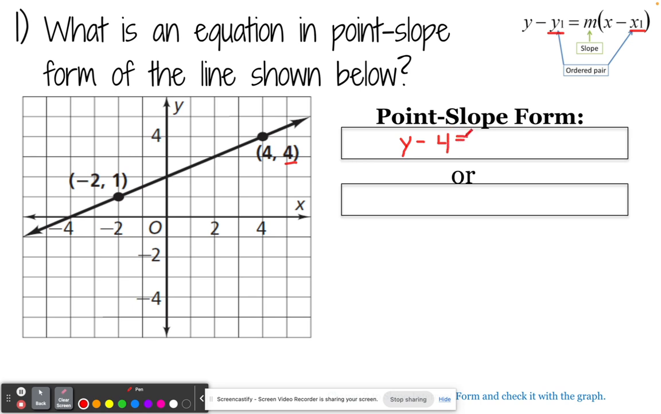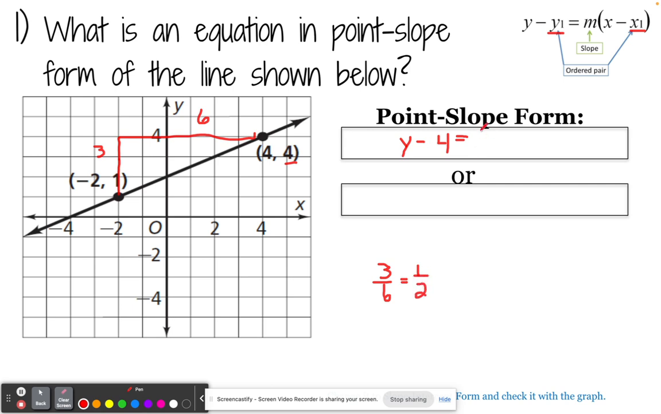equals, well, I need my slope. I don't have my slope yet, but I can find it. Draw my slope triangle. Goes this way, and it looks like I'm going up 1, 2, 3, and over 1, 2, 3, 4, 5, 6. So 3 over 6. Well, I know I can simplify 3 over 6 to 1/2. So that's my slope.